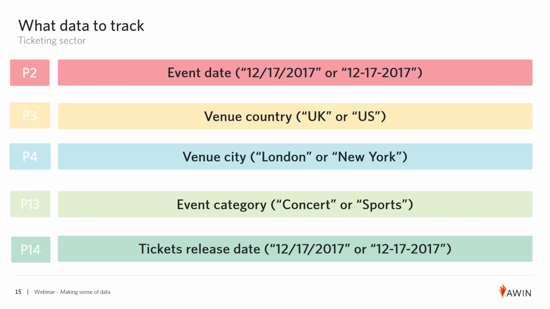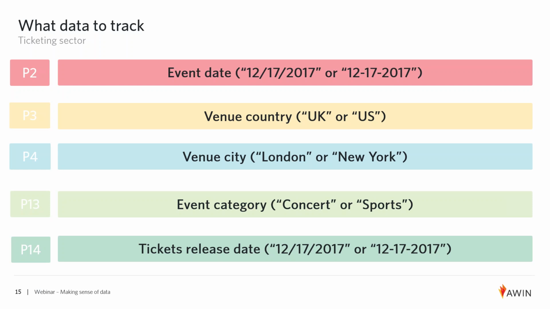So the final sector we'll be looking at will be ticketing. Firstly, looking at event date. This allows us to see the lag time between the purchase date and the event date. This will help to understand the affiliates that are driving last-minute bookings to events versus those driving bookings on day of release.